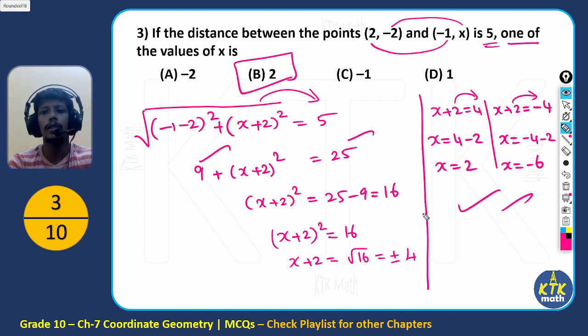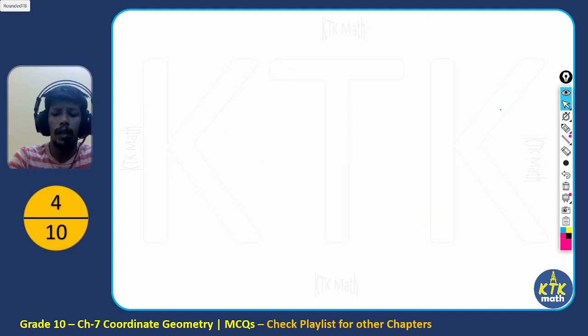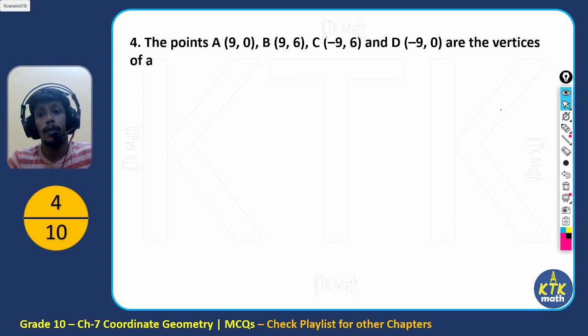Okay, so this question is the opposite version of the second question. In the previous question they gave the points and asked us to find the distance directly, whereas in this question they are asking us to find one point value by giving the solution to us. Okay, I hope you got an idea. See, you can sometimes expect even these kinds of questions for 2 marks as well.